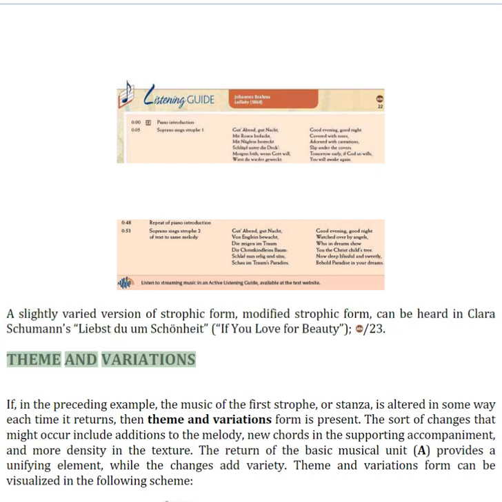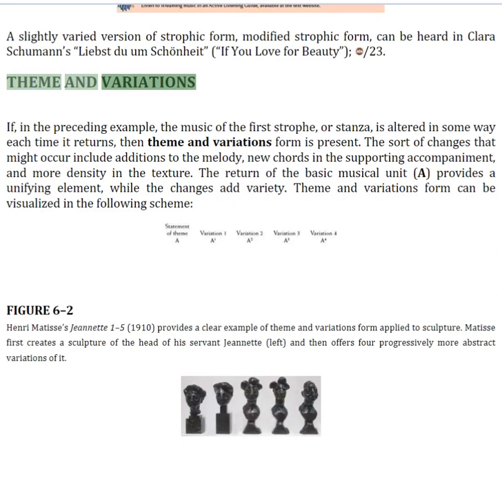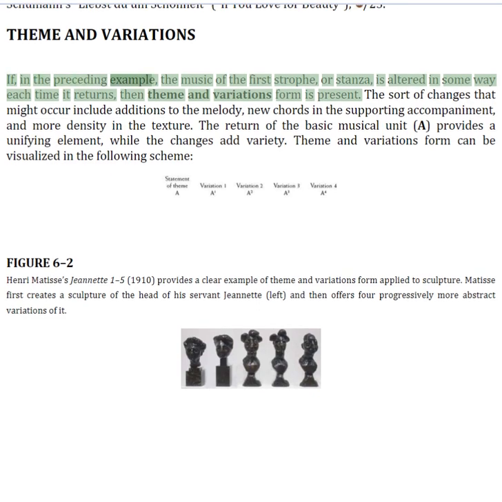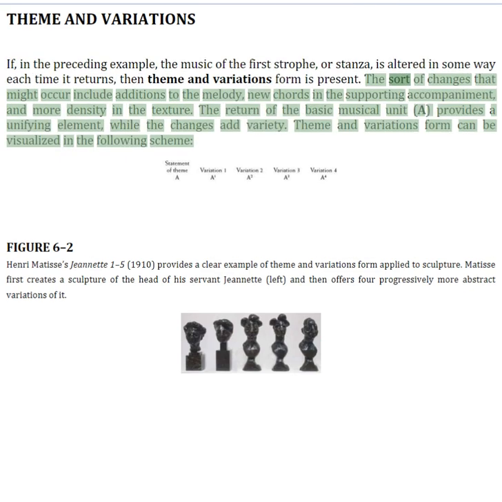Theme and variations. If, in the preceding example, the music of the first strophe, or stanza, is altered in some way each time it returns, then theme and variations form is present. The sort of changes that might occur include additions to the melody, new chords in the supporting accompaniment, and more density in the texture. The return of the basic musical unit provides a unifying element, while the changes add variety. Theme and variations form can be visualized in the following scheme.